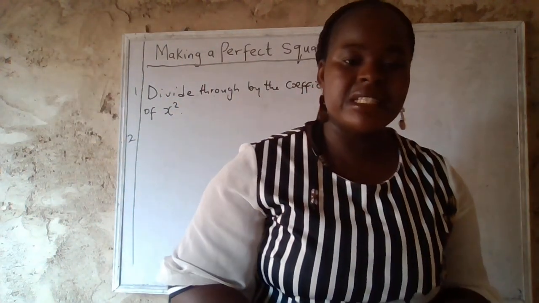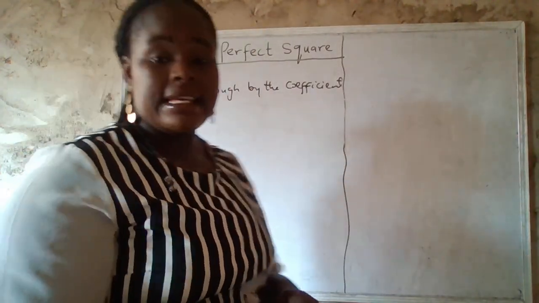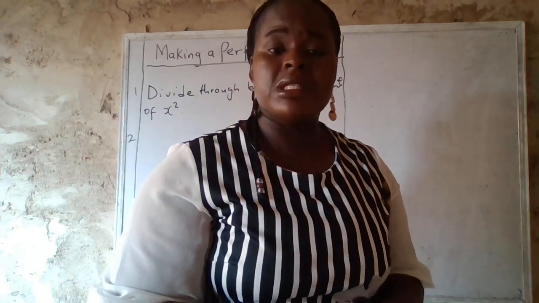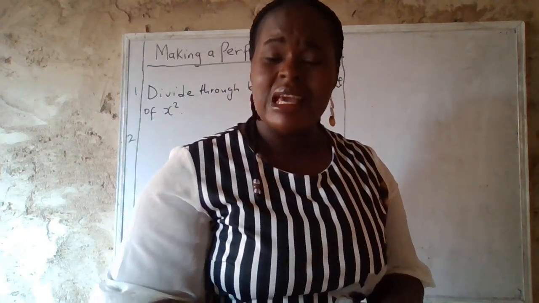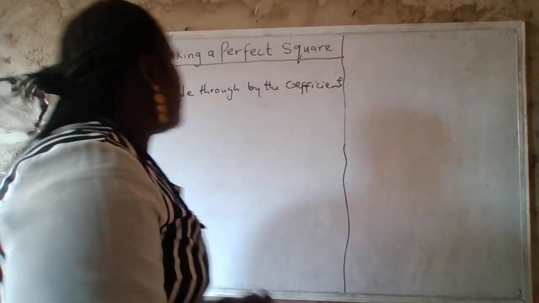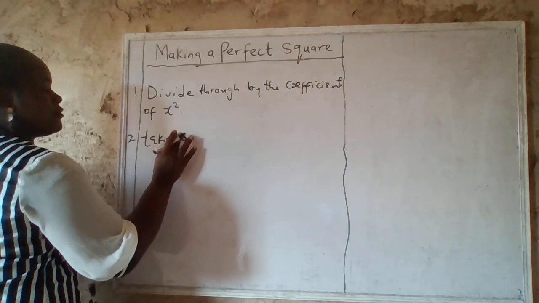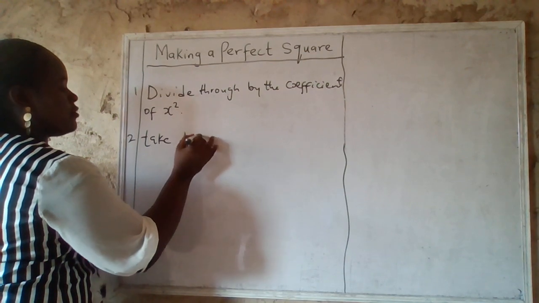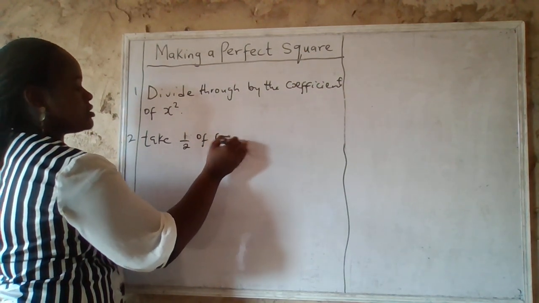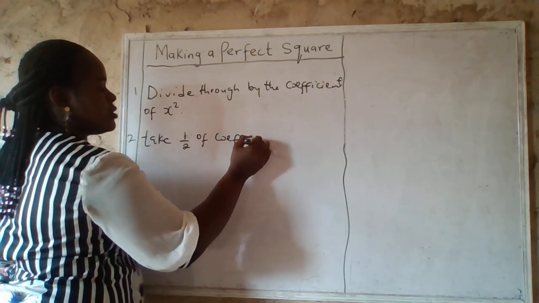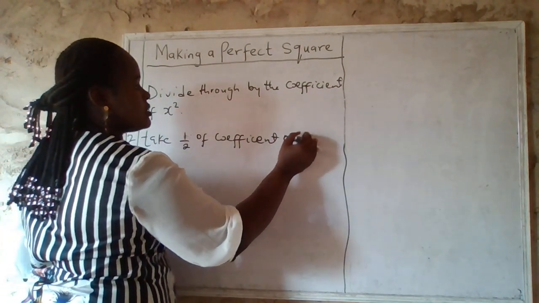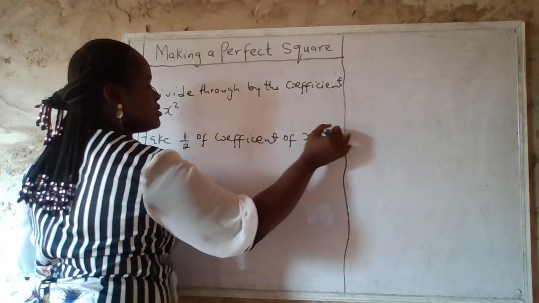Now the second step is what? We identify the coefficient of x. And what do we do with it? We take half of it and square it. Take half of the coefficient of x and square it.